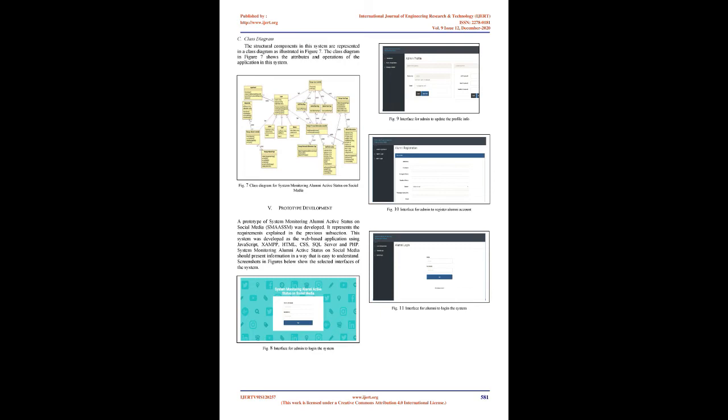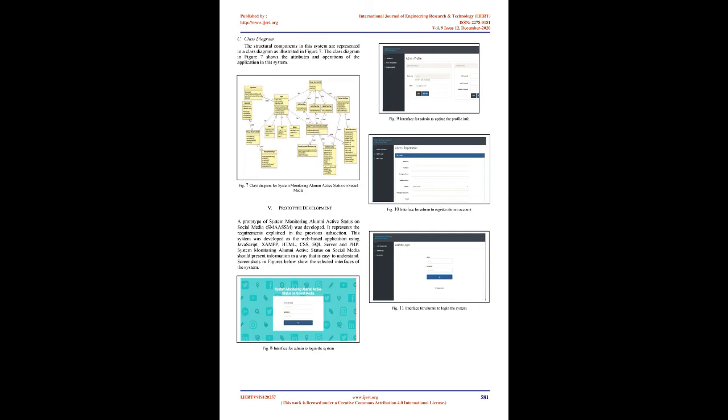Design and development. The first phase of RAD is the requirements planning phase. The requirements for this system, monitoring alumni active status on social media, were divided into two, which are functional requirements and non-functional requirements. Table 1 shows the functional requirements of the system and Table 2 shows the non-functional requirements of the system. 3 priorities are specified for the requirements: mandatory, M, optional, O, and desirable, D. Listed below are the functional requirements of the system.